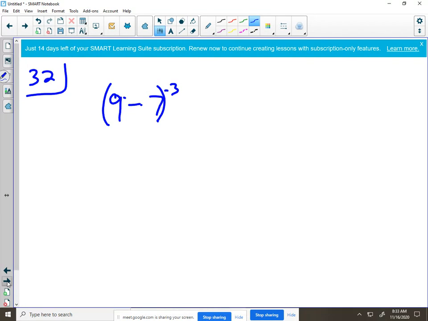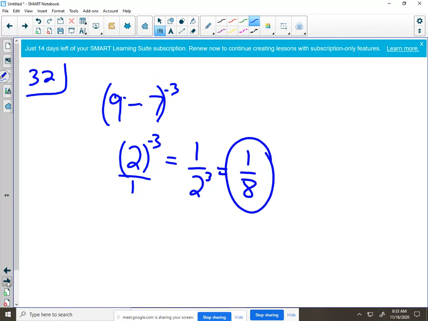I subtracted 9 minus 7. Got 2. To the negative third, so then what does that equal? And I took it over 1. And then 1 over 2 thirds. And that equals? I got 1/8. That's what we were looking for. All right, that's what we were looking for.